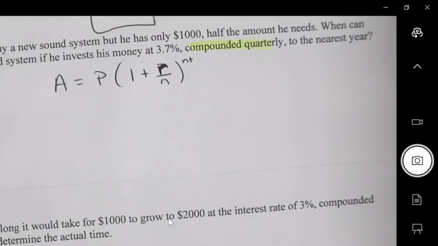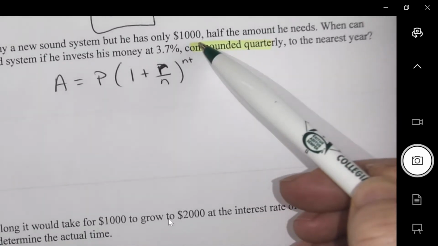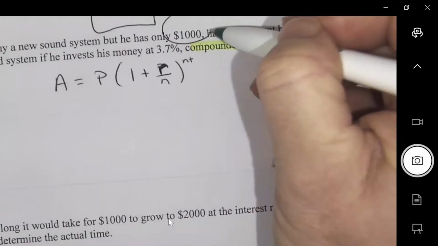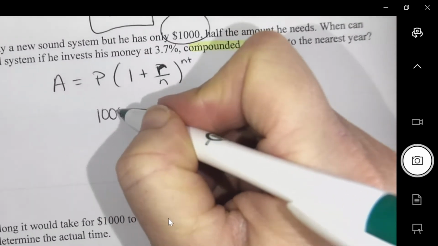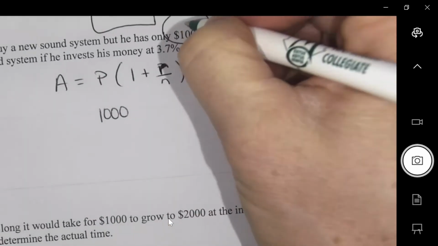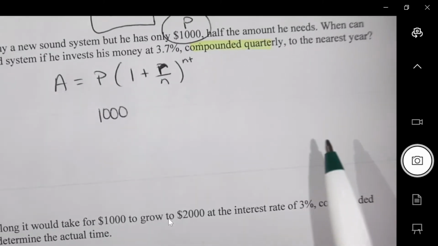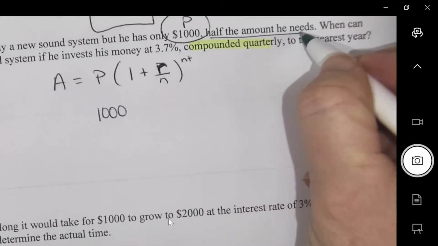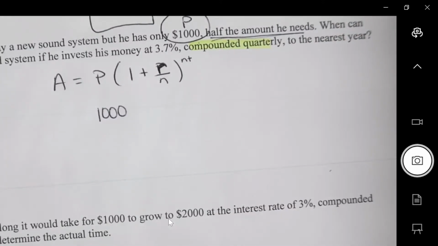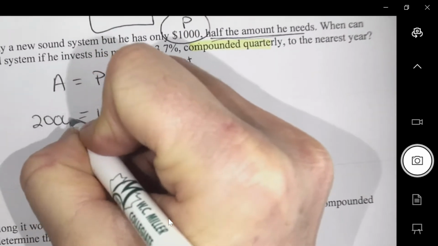Okay, so we said which strategy? Boom, compound. So there's the formula. He has $1,000 right now. Principal. He has $1,000 now. That is half of what he needs. So what does he need at the end? He needs 2,000.